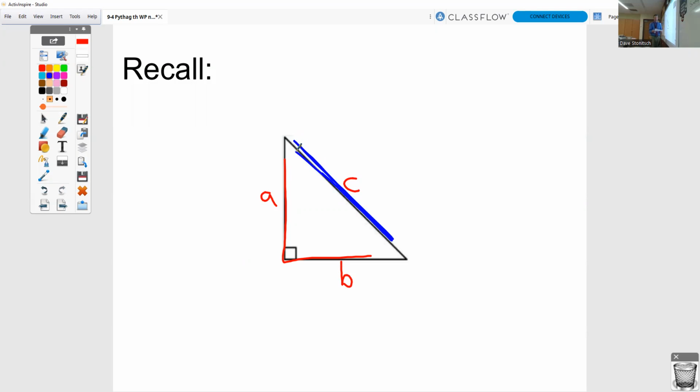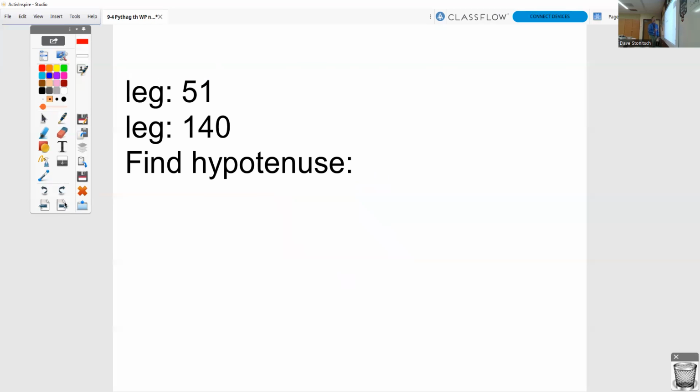When we take a look at what these things are called, remember that the C side is called the hypotenuse. And your A and your B side are called the legs. You need that information to solve this sort of problem right here. In this one, you're given the legs, 51 and 140. You have to find the hypotenuse.